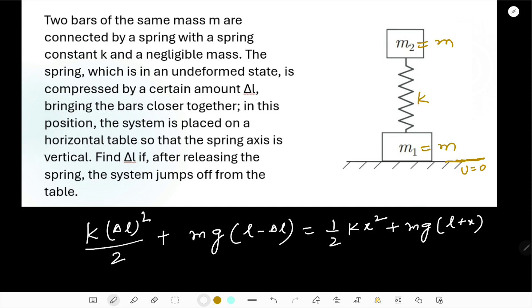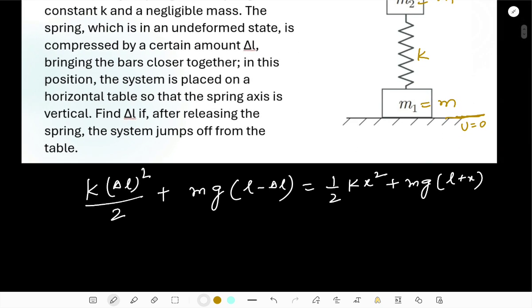And after writing this, x I can find by writing the equilibrium condition for m1 when it just separates from the table, that mg equals kx. So I got the value of x equals mg by k. And now we can write the equation, and that will come a quadratic. I needed to find out the value of delta L.